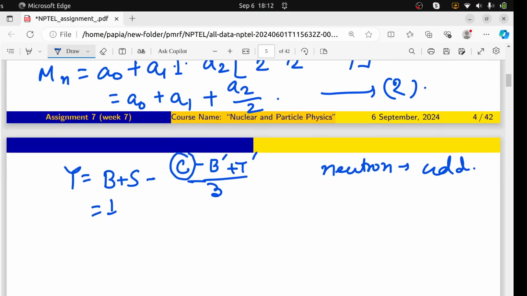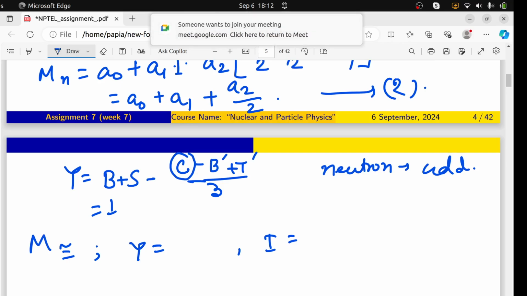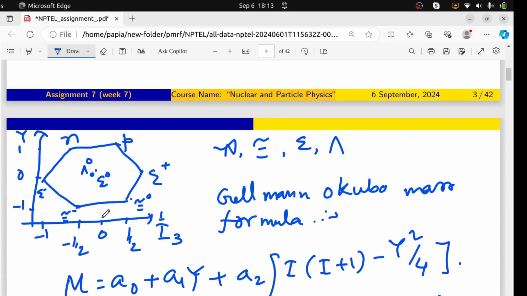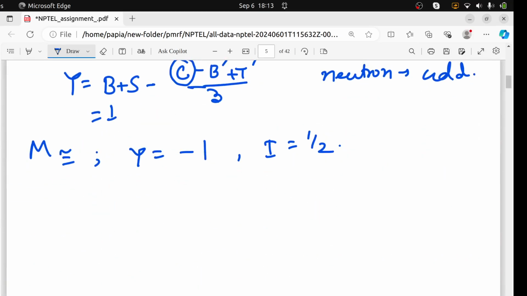Now coming to m cascade. For m cascade, what is the value of y and what is the value of I? These two we need to check. So obviously I will be half, because cascade minus and cascade 0 are two family members in that family. So I will be half. For y, it will be how much? Yes, for cascade, y equals minus 1. So I can write here y equals minus 1.